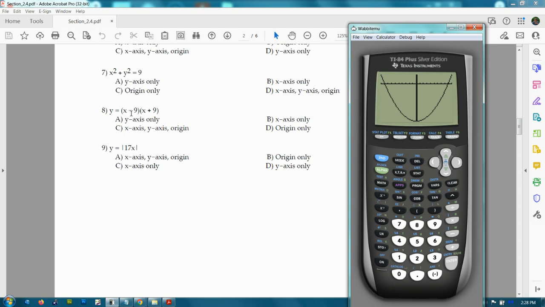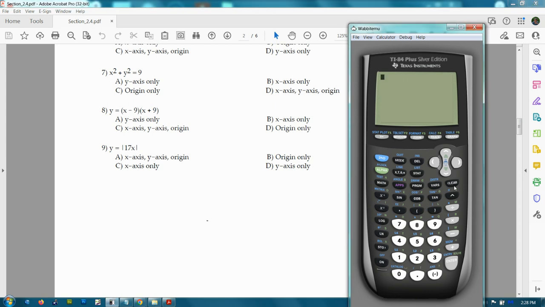How do I know that? Minus 9 times positive 9. So this parabola is symmetric to the y-axis. If I fold this over the y-axis, these points would lie right on top of those, or those would lie right on top of these here. You've got y-axis symmetry for number 8, and that is letter A.